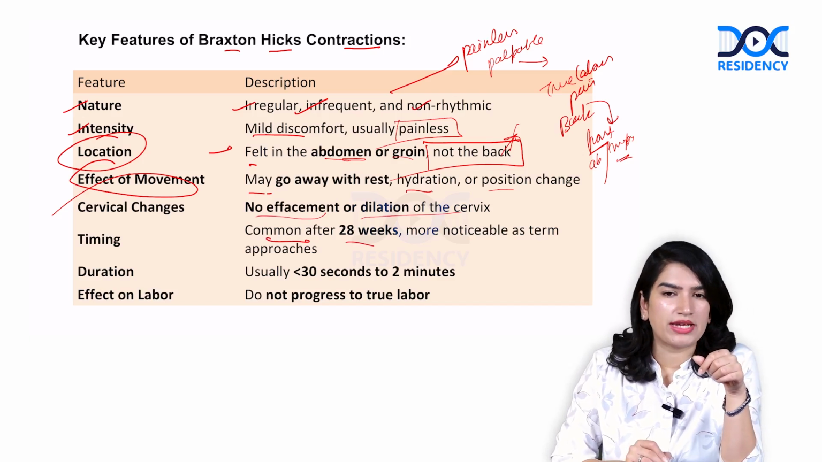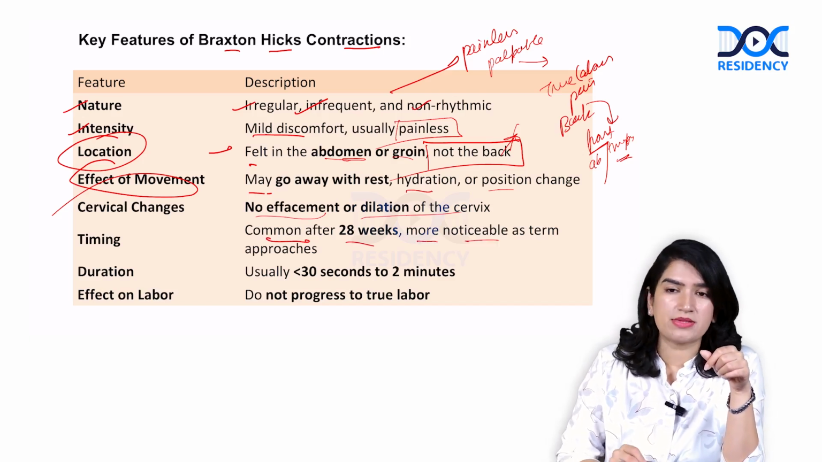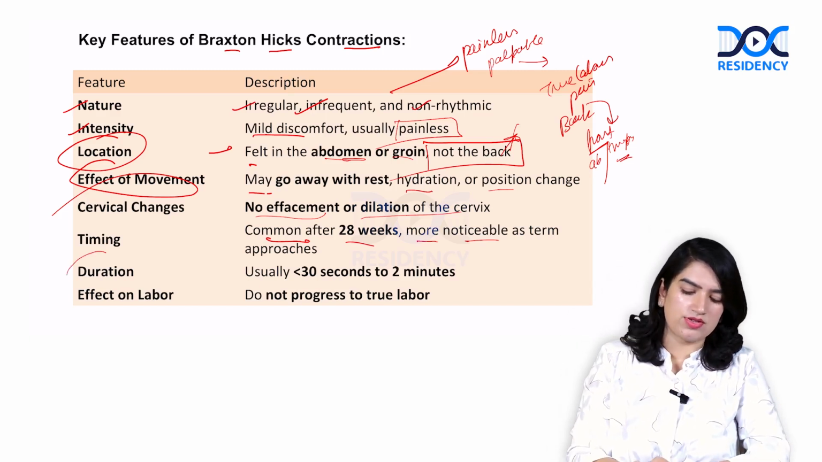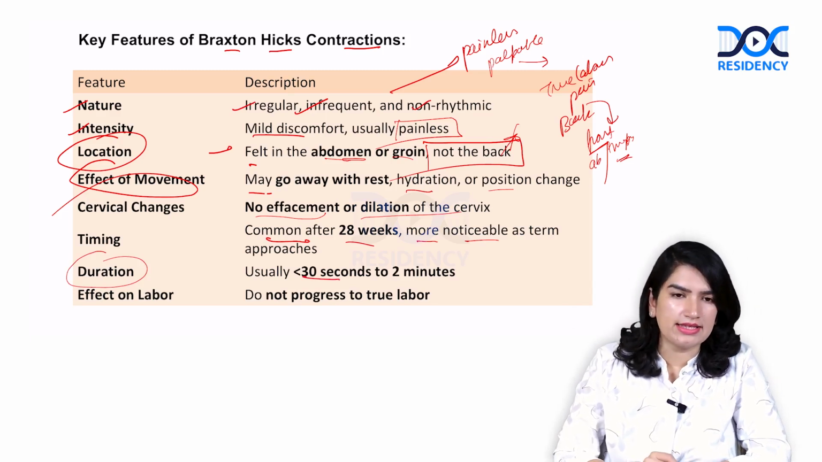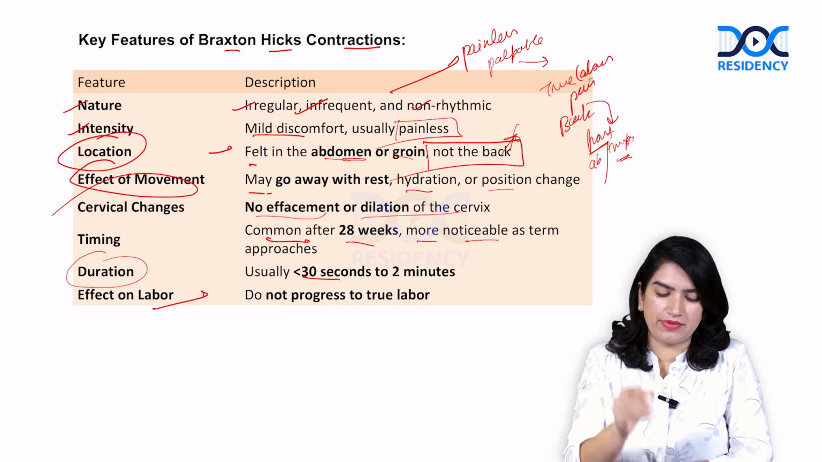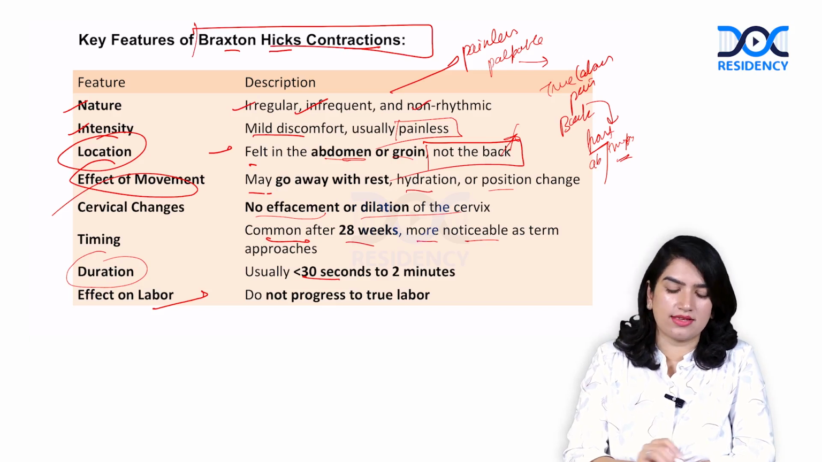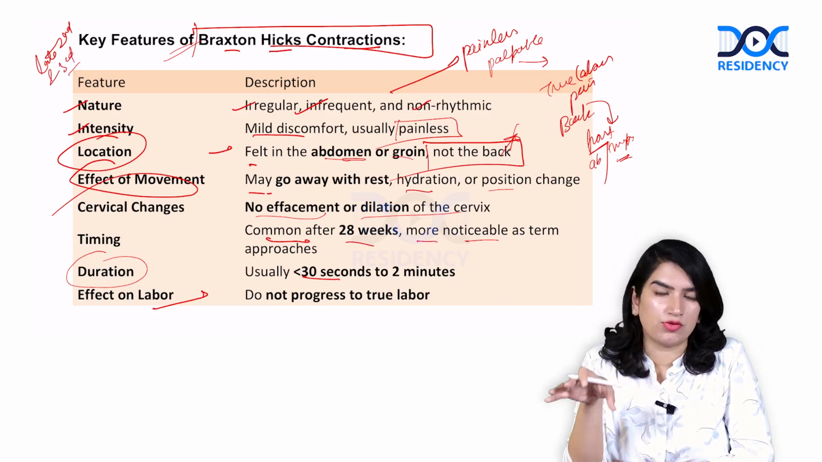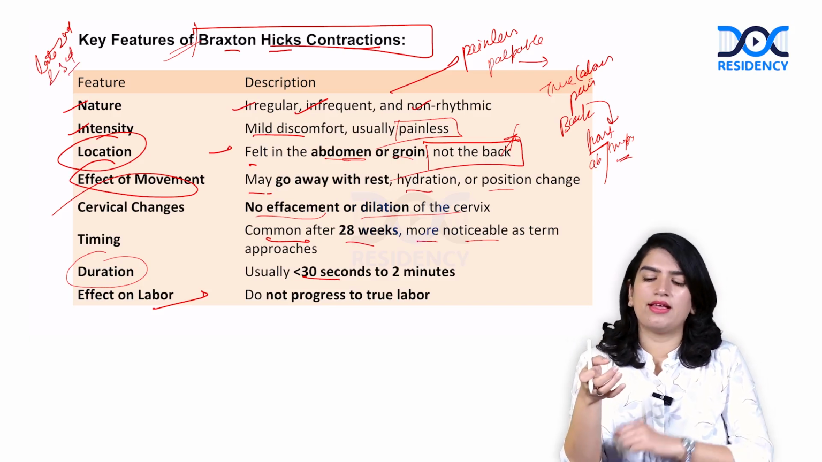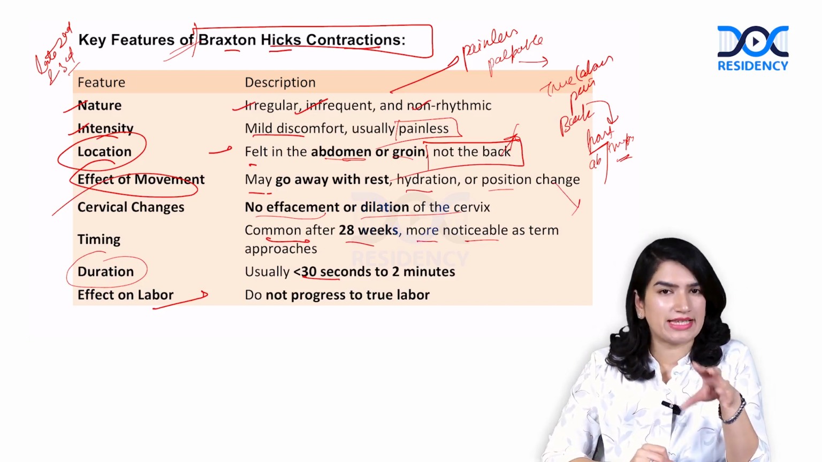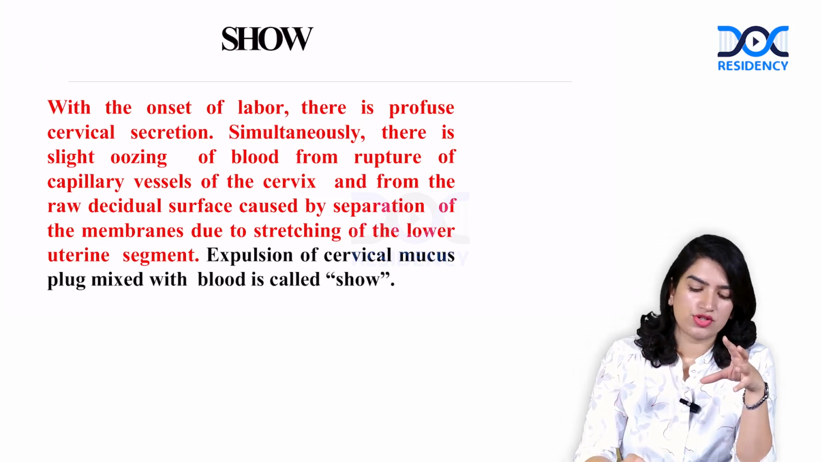They are common after 28 weeks of gestation and they are more noticeable in the late third trimester as term approaches. The duration is also short, usually less than 30 seconds, and these contractions do not progress to true labor. So, Braxton Hicks contractions can be felt by women in the late second and the third trimesters because of simultaneous hardening of the uterus. You must reassure them, ask them to rest, hydrate themselves, do a position change, and this can go away easily. Now, let us understand what is show.